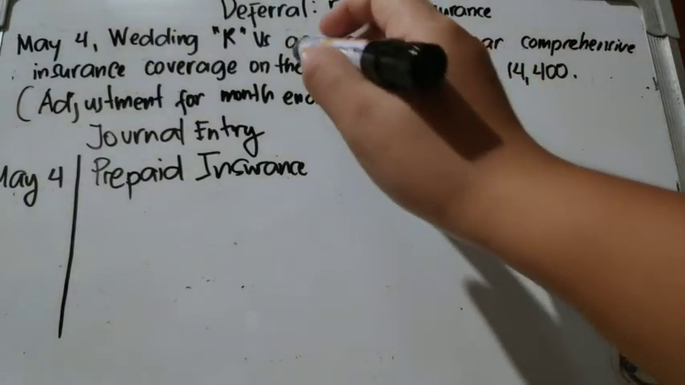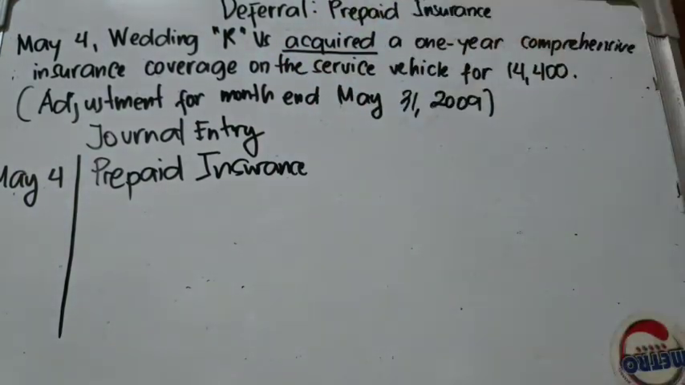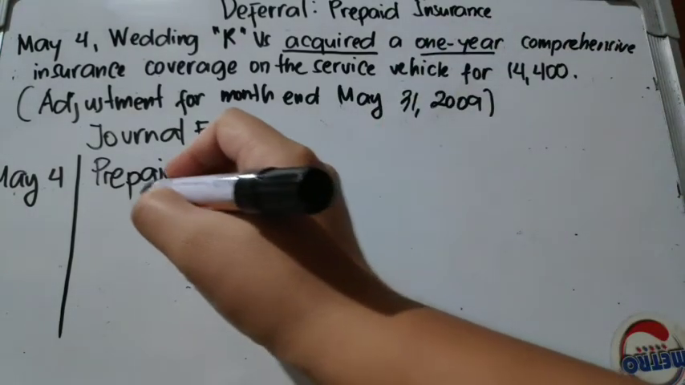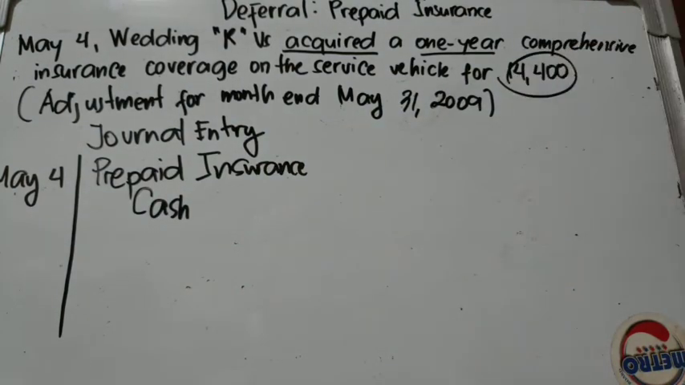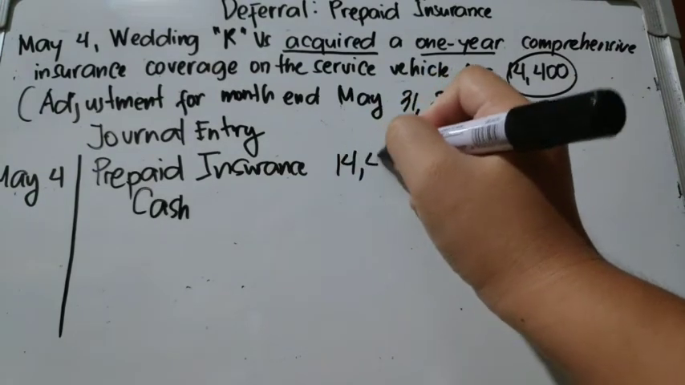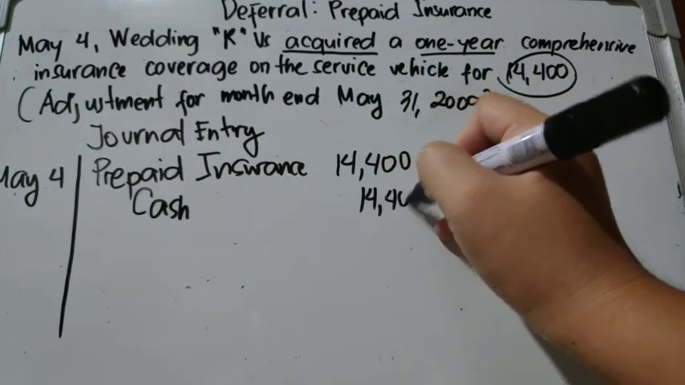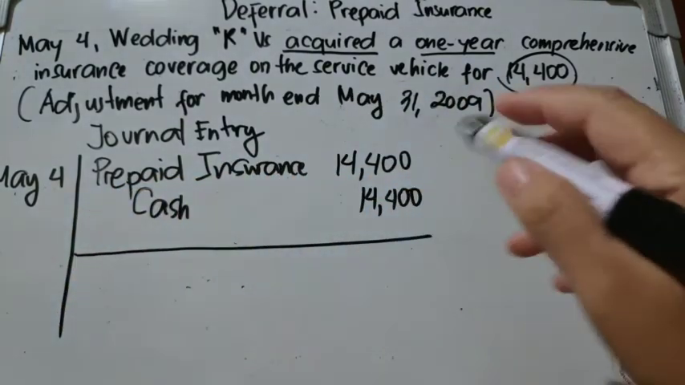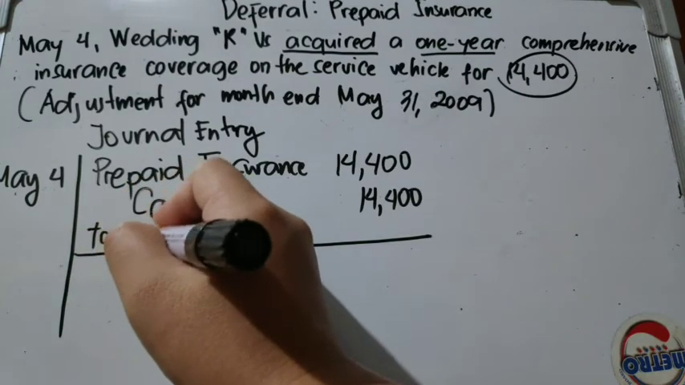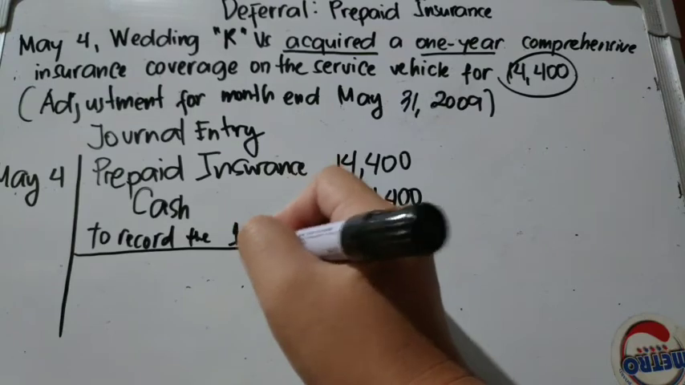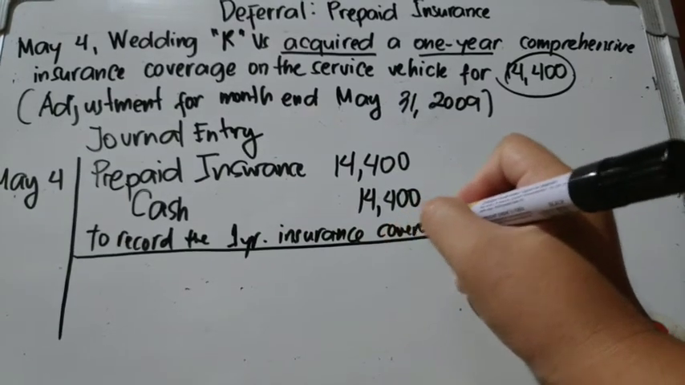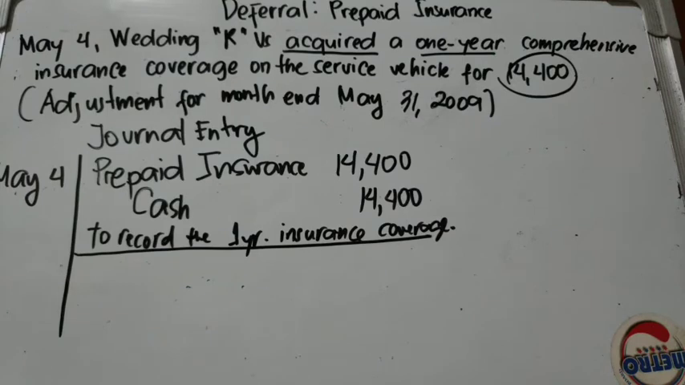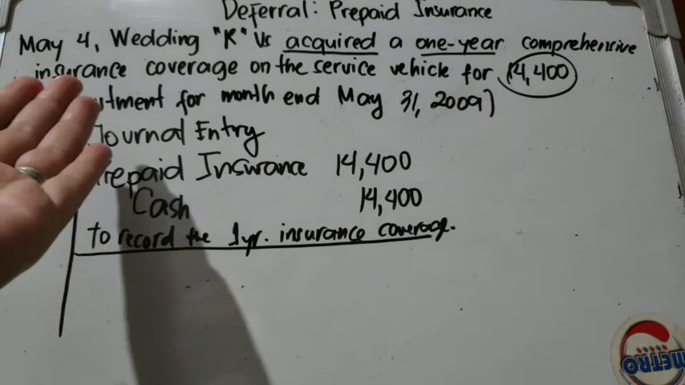Next, because of the word acquired, you released money from the company to pay for the 1-year comprehensive insurance. So you will have to credit cash in the amount of 14,400. Your explanation for that is to record the 1-year insurance coverage. So this is your journal entry for this problem.